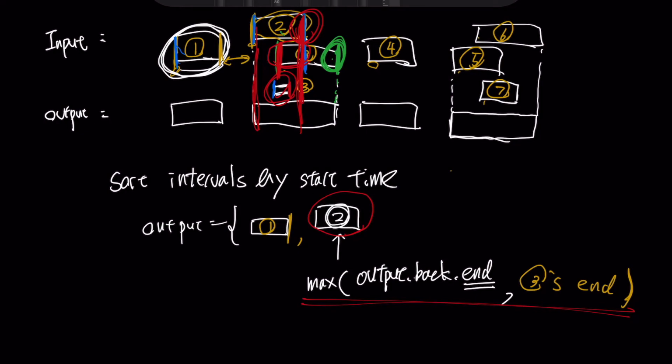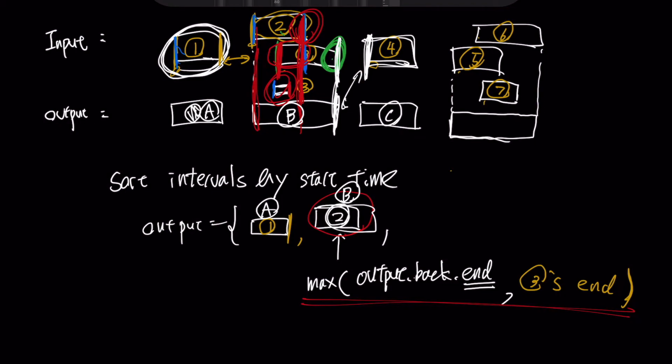So that's how we got, let's call it A. So this is how we got B. So I'll call it A and B, right? B is 2 and 3 combined. So 4's starting time and B's end time are not overlapping. So I can just add it here.